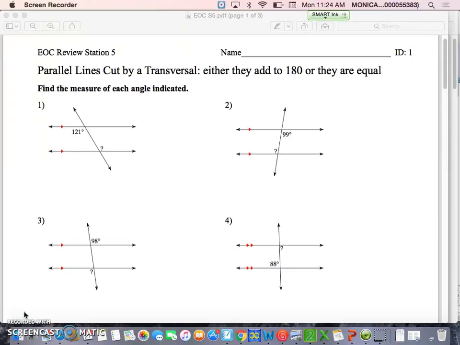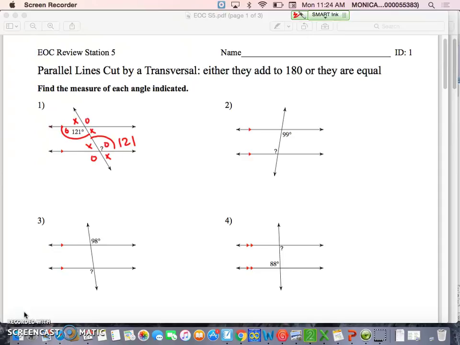The best strategy that I know of is I like to do XO, XO, XO. And so I start at the upper left corner, and every angle I label going in a loop, okay? And so if you have two O's, like in this indicated instance, 121 is going to be equal to the other O angle. So 121 is equal to 121.